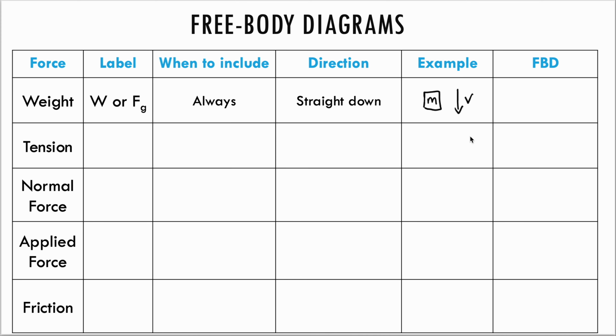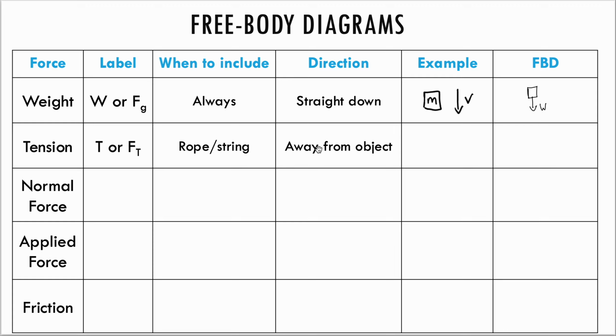For example, let's say we have an object that's just falling down. For the free body diagram, we're going to draw a box. We're going to draw an arrow going straight down, label it W for weight. Tension, we're going to call it T or F sub T. We're going to include it when there's a rope or string in the problem.